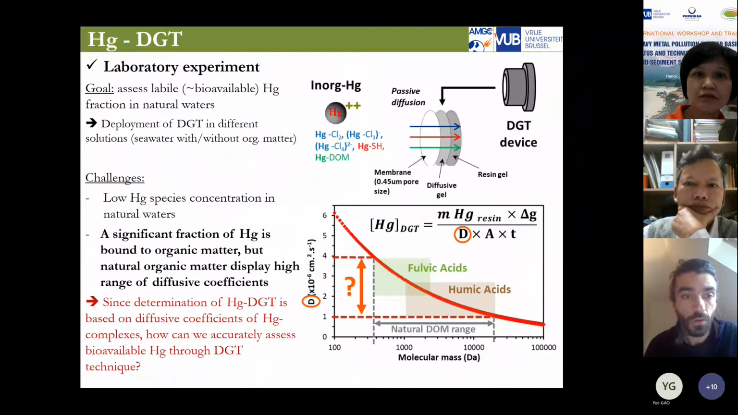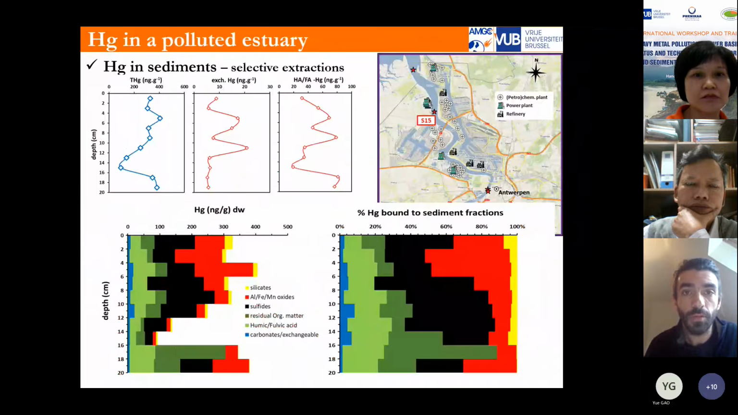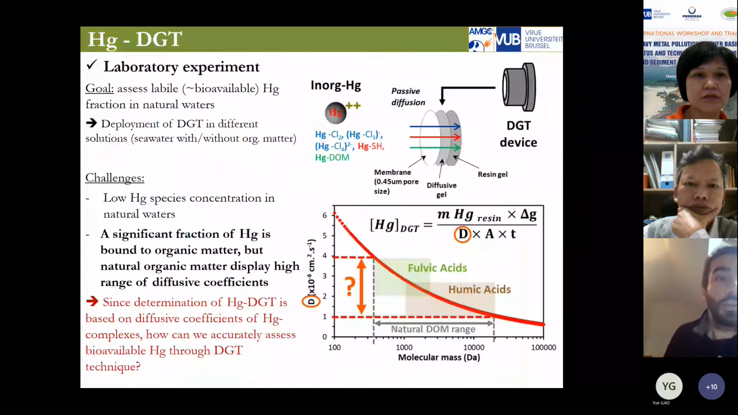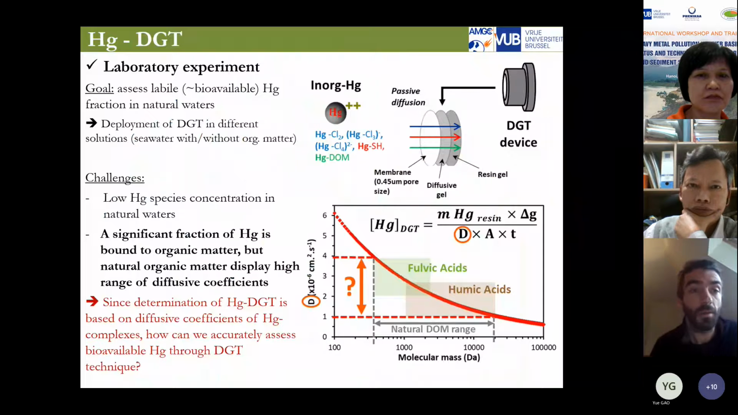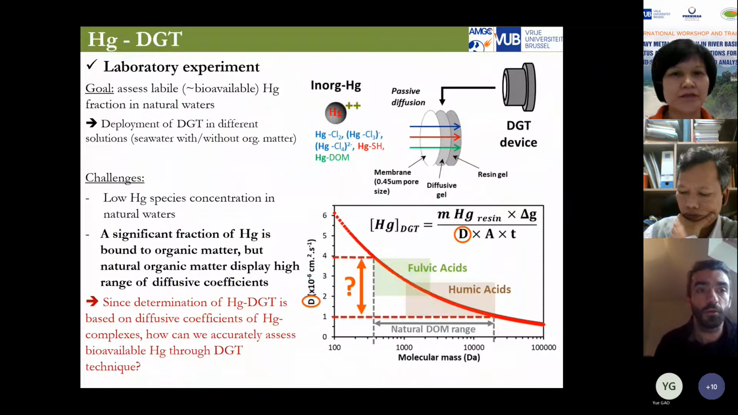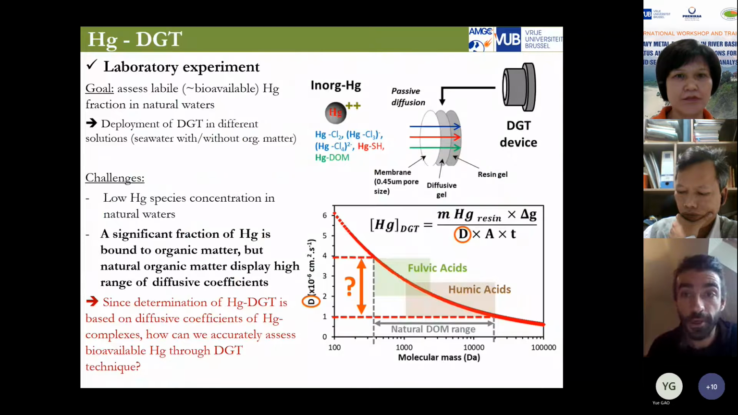And I'm just going to talk now about small experiments we did in the lab with DGTs. The goal was to assess, as you know, the DGT goal is to assess the bioavailable fraction of elements in water, or the labile fraction. So here for mercury, we deployed the DGTs in different solutions for a long time and with quite low mercury concentration.